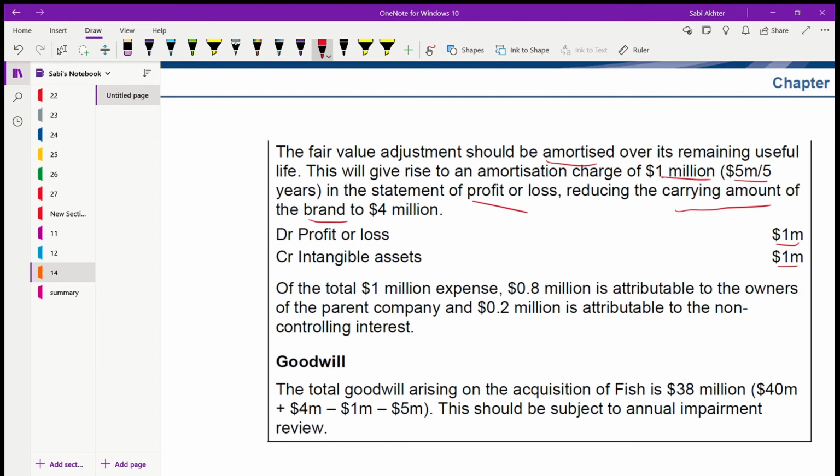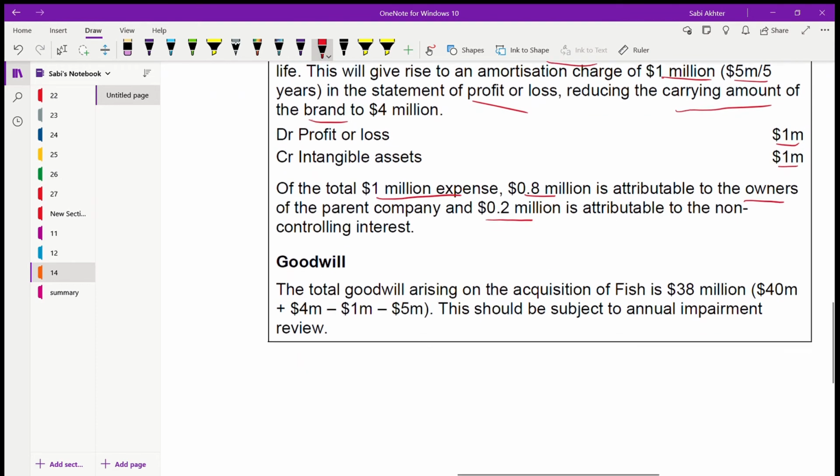Now, of the total 1 million expense, 0.8 will go to the owners of the parent and 0.2 will go to the NCI. Even this expense also you have to attribute among the parent and the NCI. Any type of expense you have to allocate between the owners of the parent and the NCI, 80 and 20%, whether it is an impairment or amortization also.